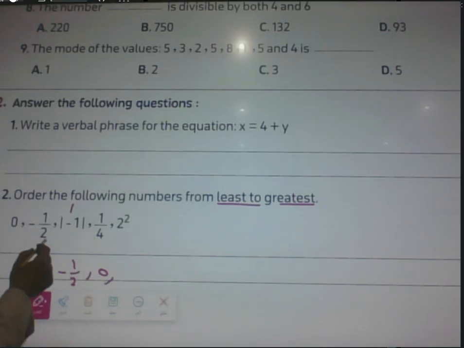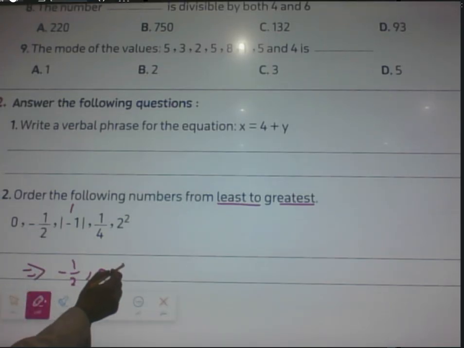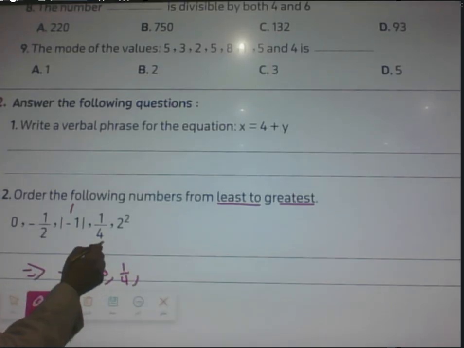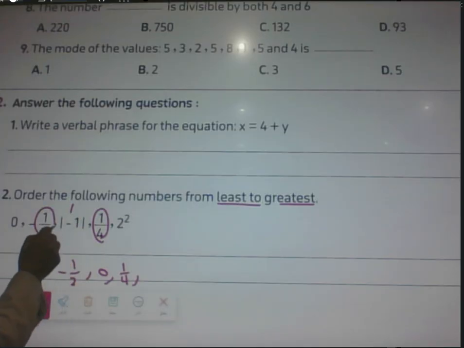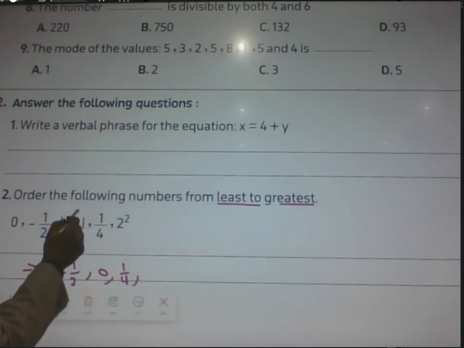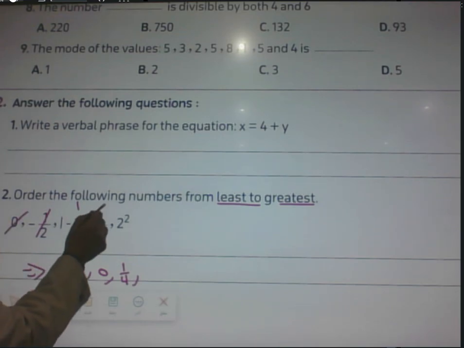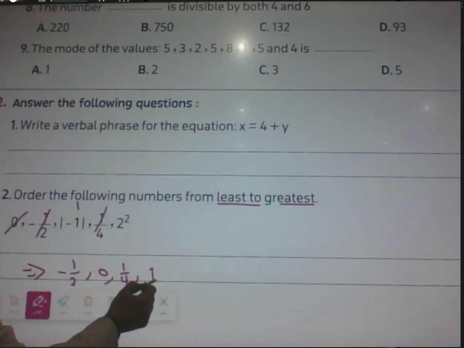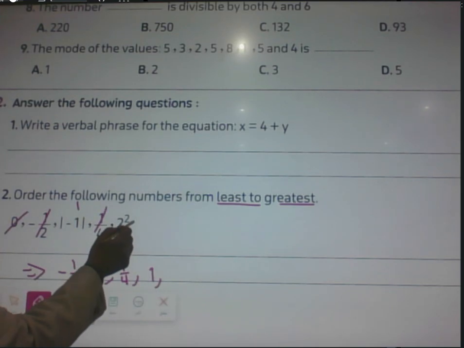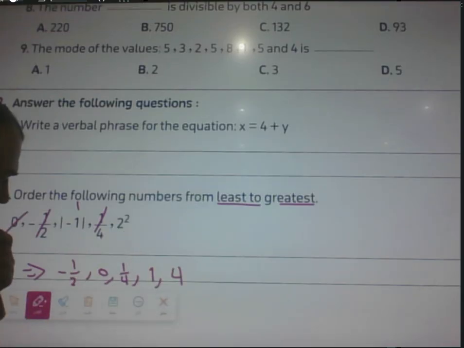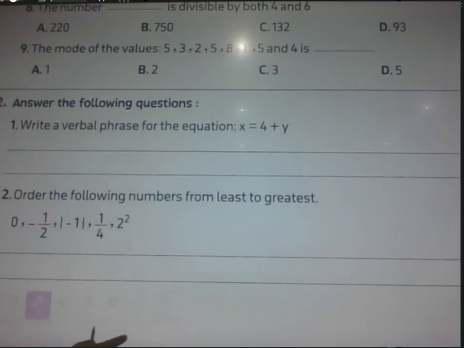And we have next 1 over 2 or 1 over 4 first. And then we have this number 1. We can write here 0, negative half, and fourth. Next number will be 1, and 2 to the power 2 equals 4. The last one will be 4. We arrange here from least to greatest.